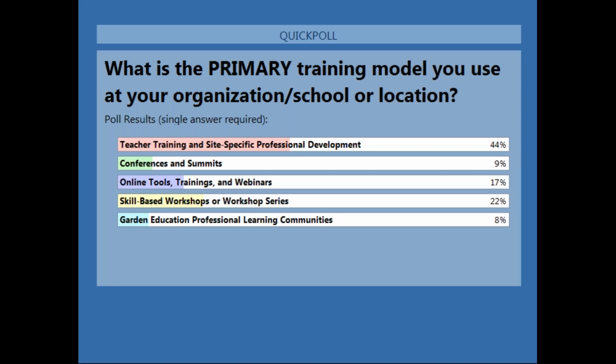It looks like we have a wide range, with most identifying as teacher training or site-specific professional development. So nearly half of us are working directly with teachers on the ground. Some of us use conferences. The online tools, trainings, and webinars like we're doing now seems to be a big chunk, and the workshops. The garden educator professional learning communities seems to be smaller. That's something that I think could be a really interesting topic later, because again, we're on this webinar from everywhere as educators, and maybe it's something we all want a little more of.